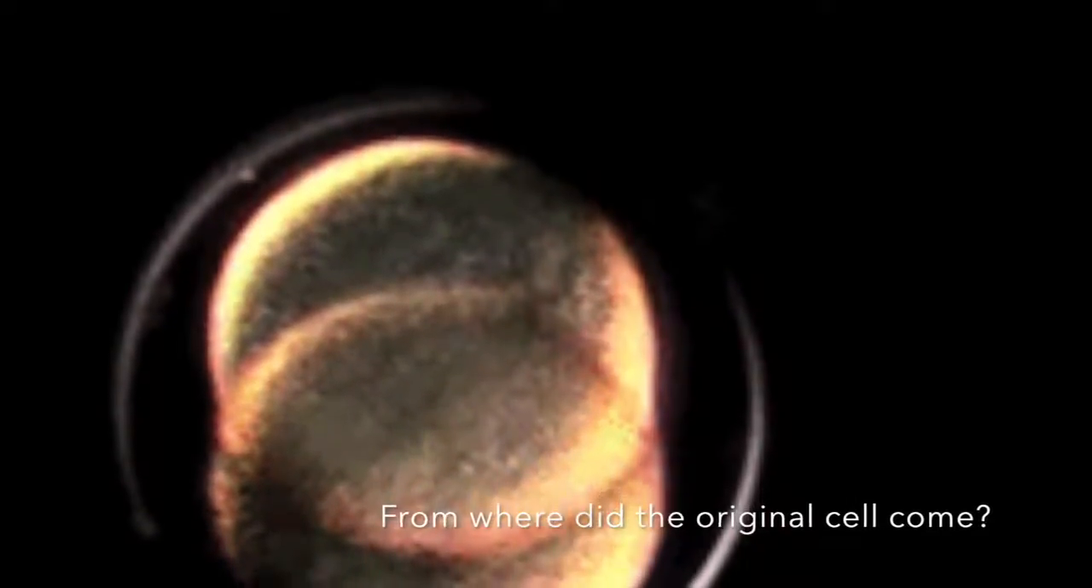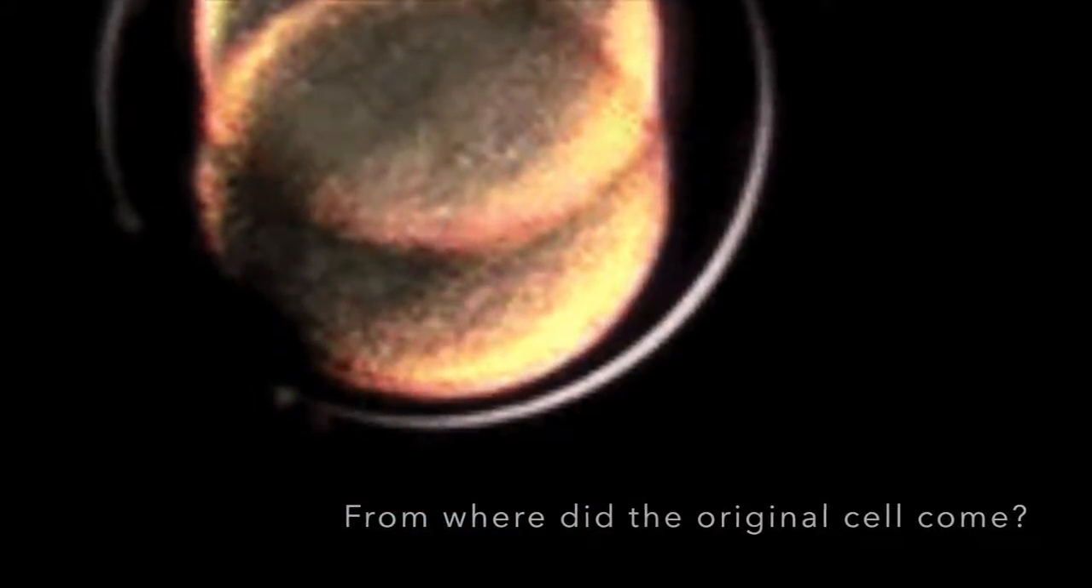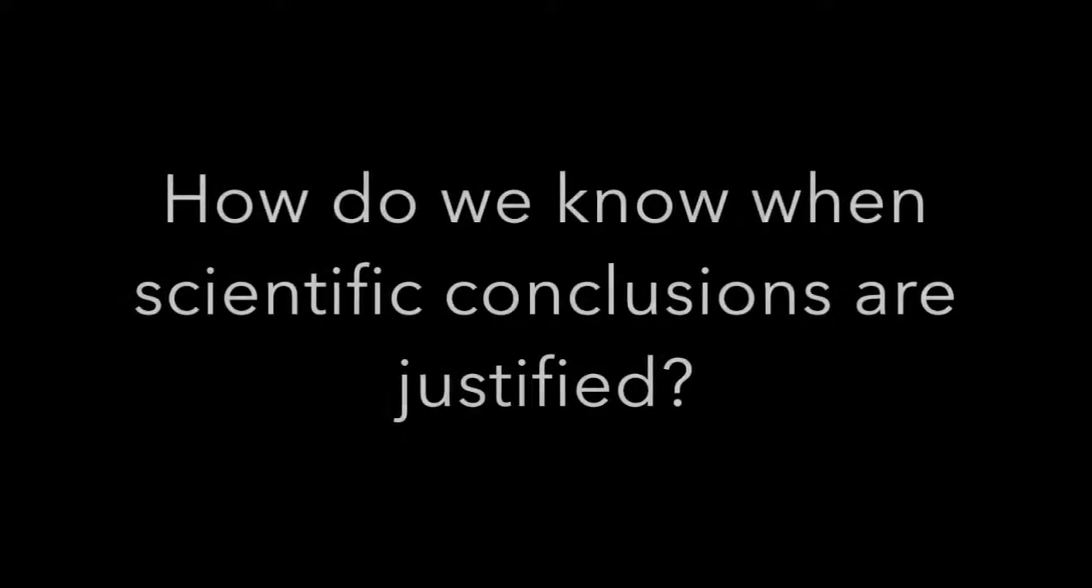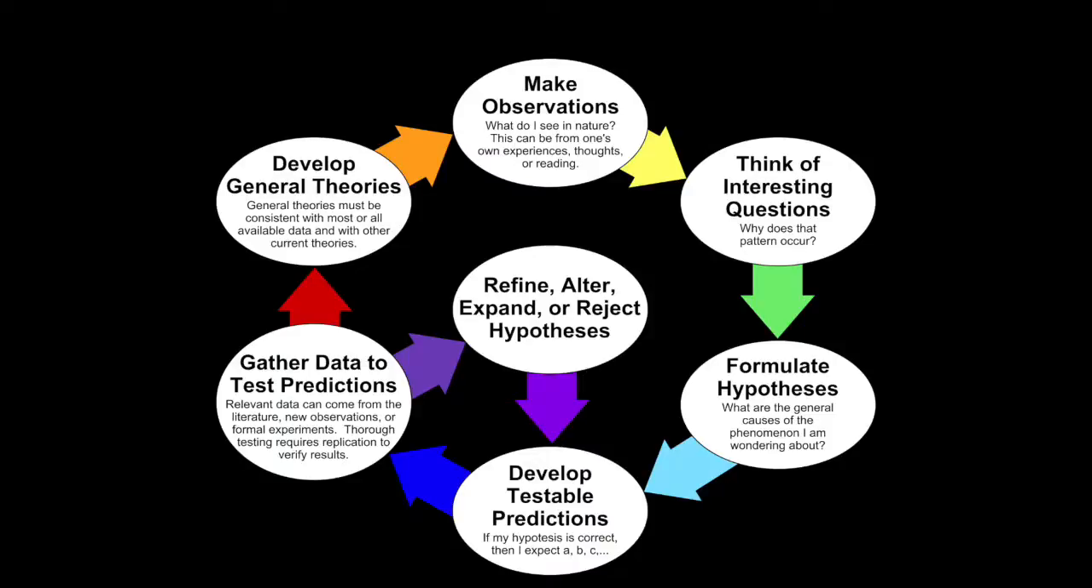One part of the cell theory is that cells arise from only pre-existing cells. The challenge with this statement is that cells had to somehow be present on Earth to lead to the evolution of life into the many diverse forms it appears as today. How do we know when scientific conclusions are justified? Again, it is through collecting evidence to verify our hypotheses and theories.